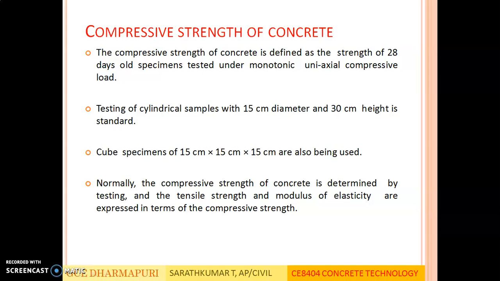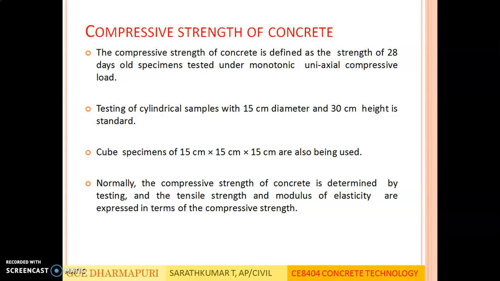The first one is compressive strength of concrete. The compressive strength of concrete is defined as the strength of 28 days old specimens tested under monotonic uniaxial compressive load. This is done using a compression testing machine. Testing of cylindrical samples with 15 cm diameter and 30 cm height is used if cylindrical specimens are used. In India, normally the specimens are made in cube shape having dimensions of 15 cm.